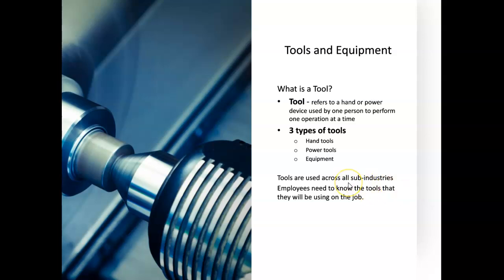But when we talk about tools in general, that refers to different types of hand and power tools or any device that's used by a person to perform tasks and to do work, one operation at a time. We do classify into three different types of tools. I'm going to break these down into hand tools, power tools, and equipment. We're going to talk about the differences between the three and what advantages and disadvantages of each are. And then we're going to refer to the different sub industries.